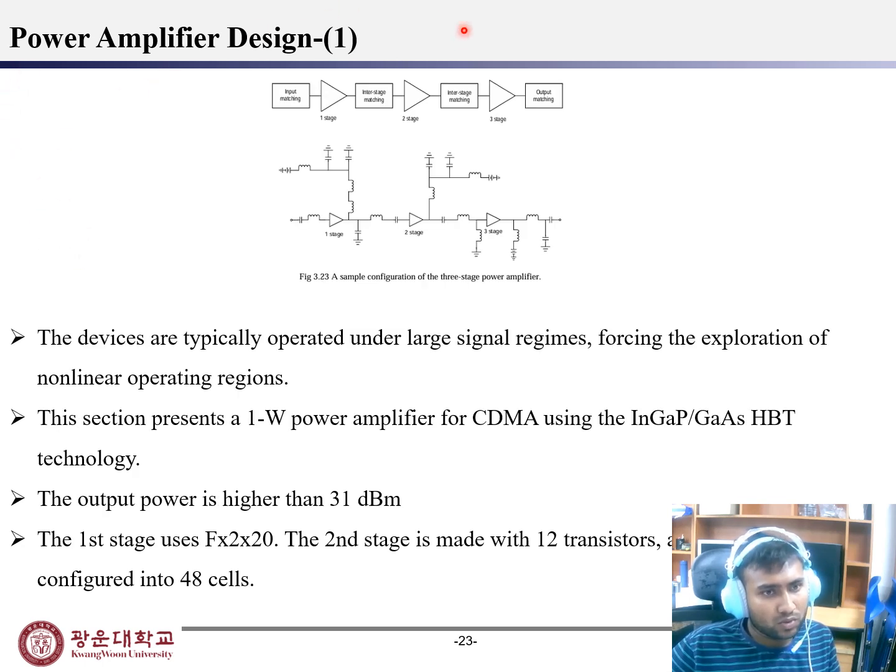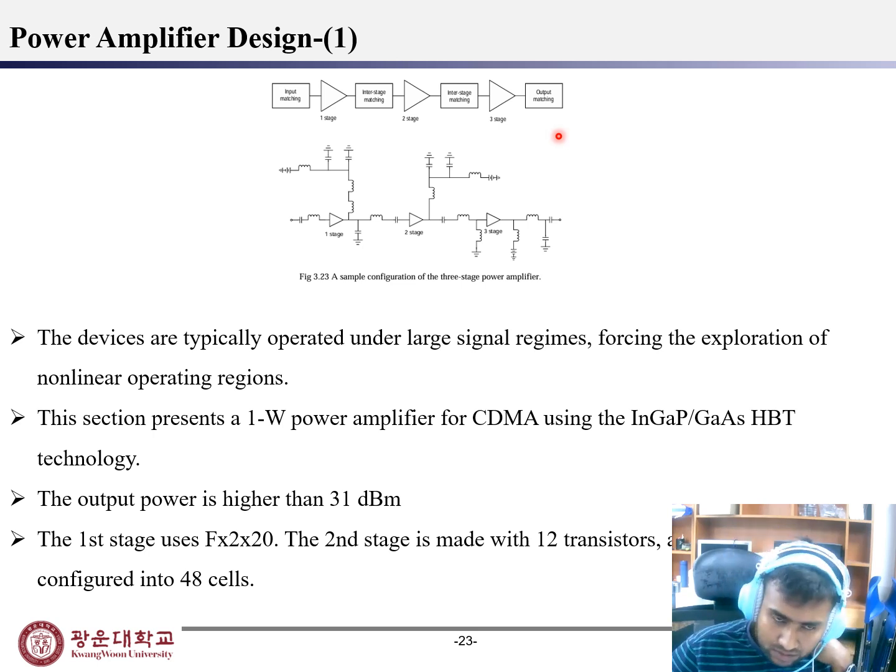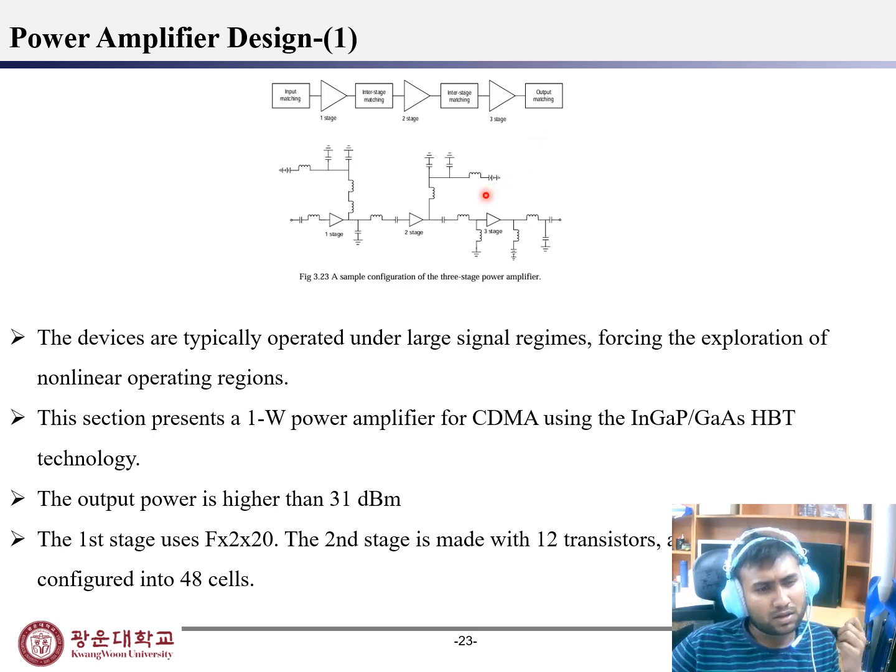Power amplifier design 1. Here the devices typically operate under large signal regimes, forcing the exploration of nonlinear operating regions. This section presents a 1 volt power amplifier for CDMA using indium gallium phosphide or gallium arsenide HBT technology. The output power is higher than 31 decibel, and the first stage uses 20 by 20, the second stage is made of 22 transistors, and the third stage is configured into 48 cells.